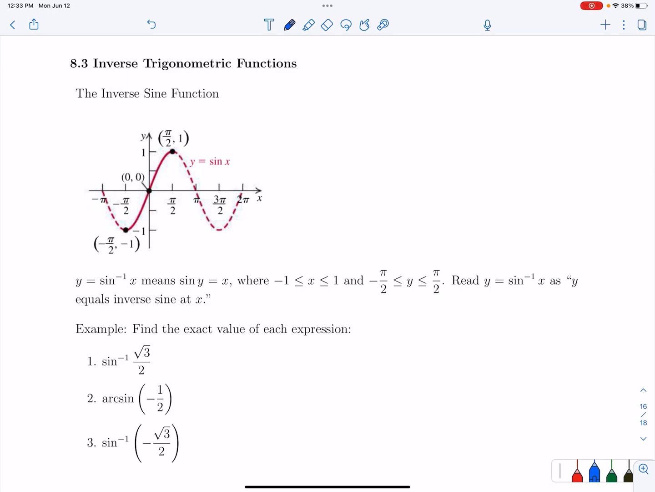In this video, I'll be going over inverse trig functions. Before we get to the specifics of inverse trig functions, let's just recall some of the basics of regular functions.